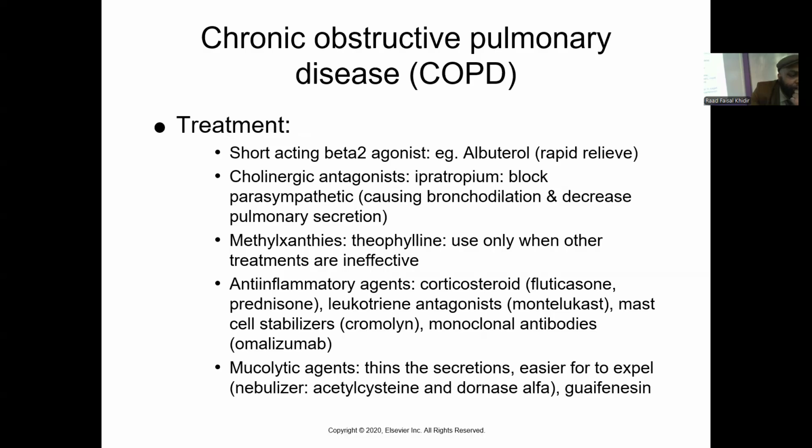There is a short-acting beta-2 agonist known as albuterol, and the cholinergic antagonist, ipratropium. There is a block of parasympathetic causing bronchodilation and a decrease in pulmonary secretion. And we also use the methylxanthines. Those are theophylline, where it's used only when other treatments are ineffective.